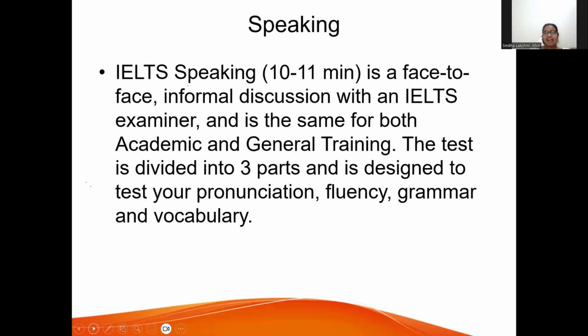Then speaking, and this is one of the things which may be examined prior to your listening, reading, and writing. I usually advise my students to take their speaking after their listening, reading, and writing. Why? Because obviously those people who have already taken IELTS will have no problem. They will be used to the formalities that go on there.